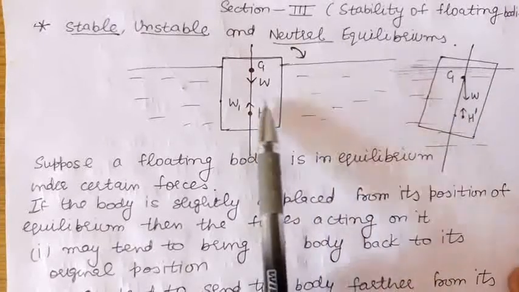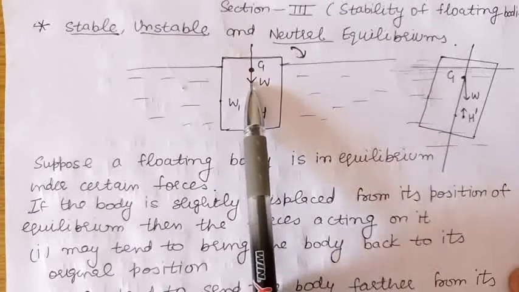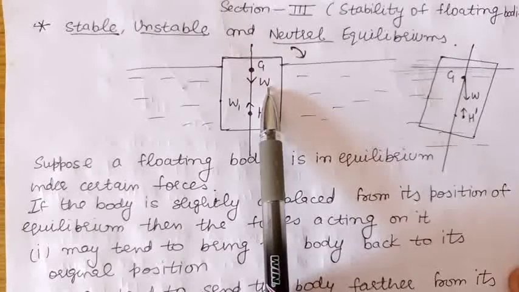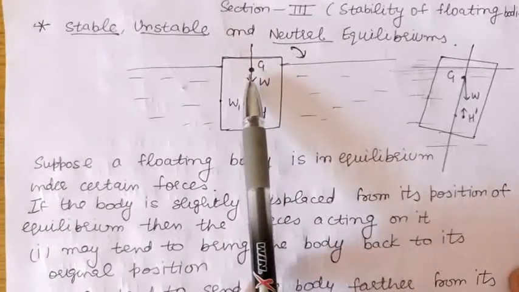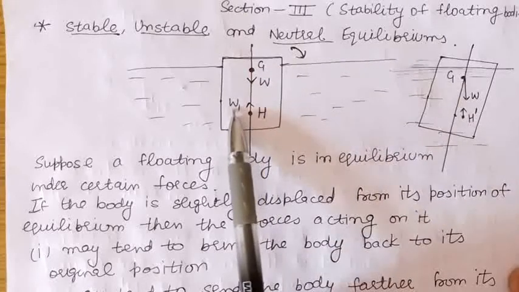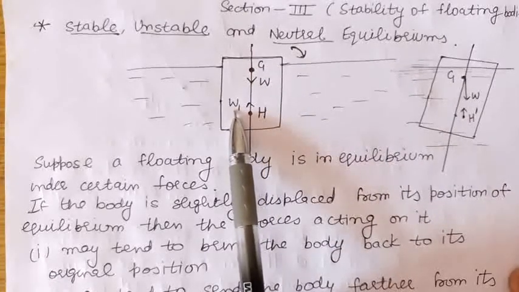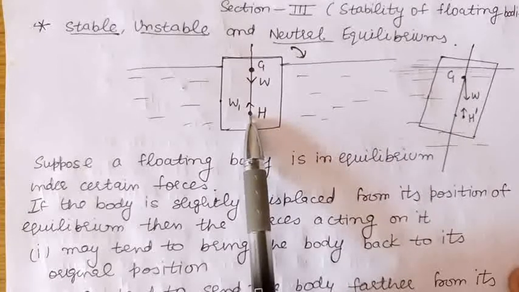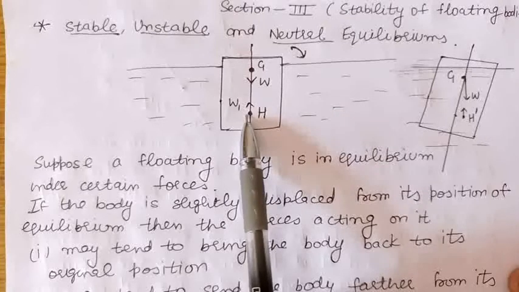Here the forces are acting on the body. One of the forces is the weight of the body, which we have denoted by W, and it will act at the center of gravity of the body. The center of gravity of the body we have denoted by G. Another force is the force of buoyancy, which we have denoted by W1, and this force acts in the upward direction through the point H. H is the center of buoyancy. Center of buoyancy means the center of gravity of the liquid displaced.